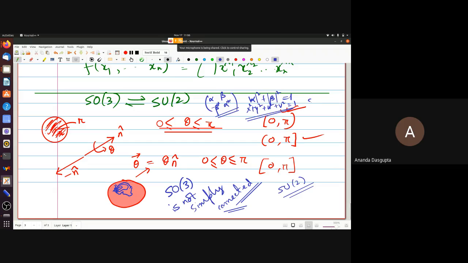So what is that? SU2's group manifold is actually nothing but S3. A three-dimensional sphere embedded in four dimensions, which is of course a much simpler geometrical entity, despite being in four dimensions, than this solid ball with antipodal points identified, which SO3 has. Okay, so this is a simply connected group manifold. But SO3 is not. So we'll take a deeper look at this connection next time.